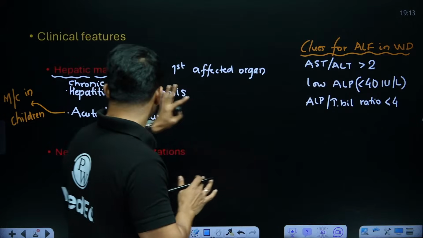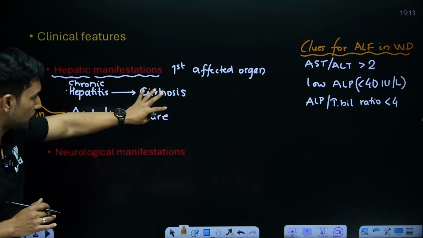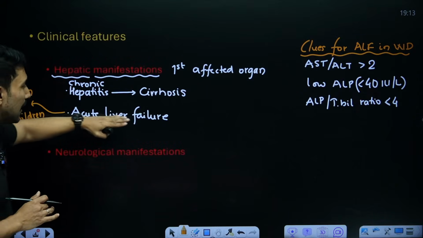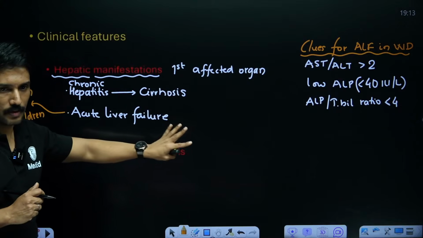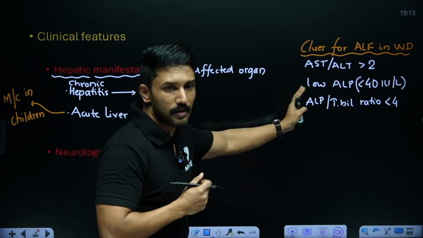So remember, these are the hepatic manifestations. It can cause chronic hepatitis and cirrhosis, and in some people it can present with acute liver failure. These are the potential clues for a patient of Wilson disease going into acute liver failure.